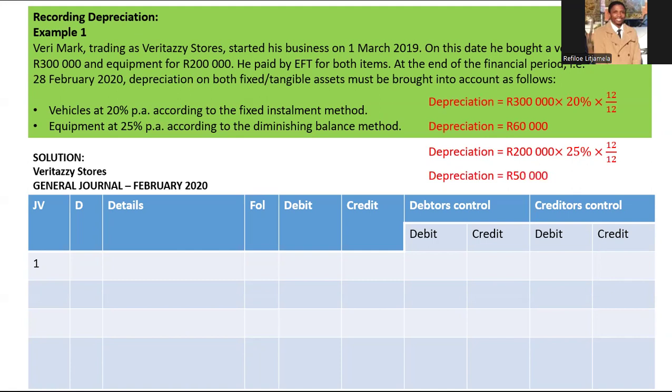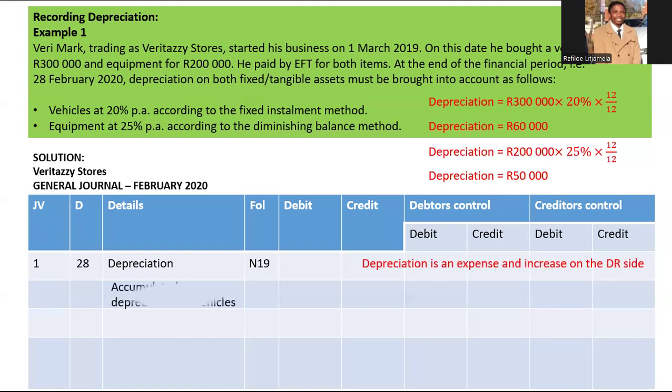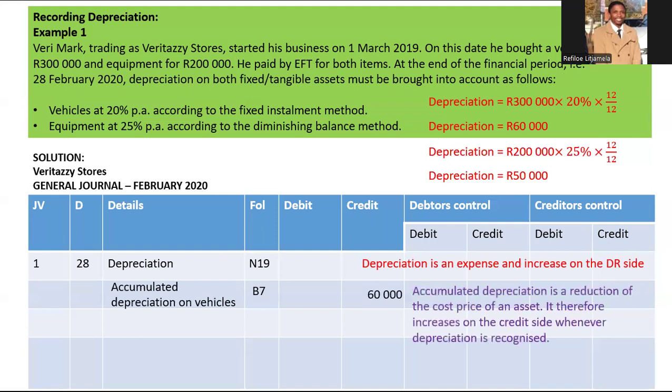How do we record all of that in the general journal? We debit depreciation because it's an expense. Instead of crediting the actual asset, you credit what we call accumulated depreciation, and I did explain earlier on why that is the case. You will credit accumulated depreciation on vehicles by that 60,000 and accumulated depreciation on equipment by that 50,000 rand.